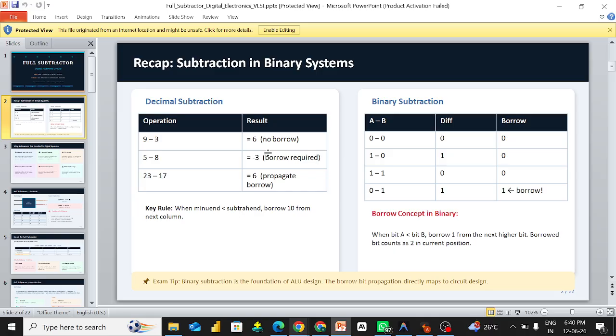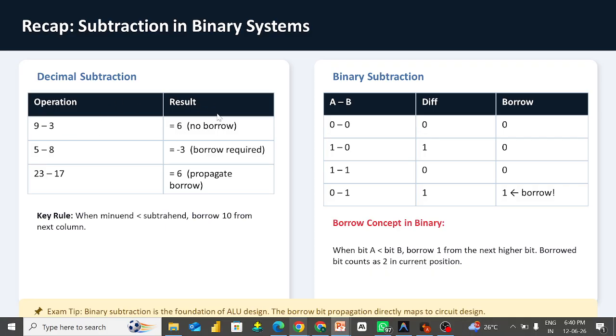Before learning a full subtractor, let us quickly revise binary subtraction. In decimal subtraction, think you are doing a normal subtraction. What are you going to do for 9 minus 3? The output of 9 minus 3 is 6, right? Like in normal subtraction, 5 minus 8, you can write as minus 3, right?